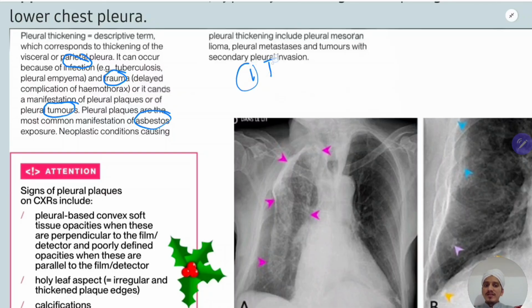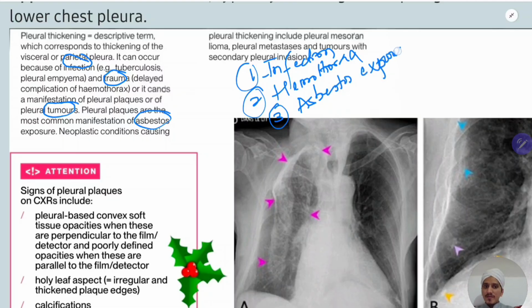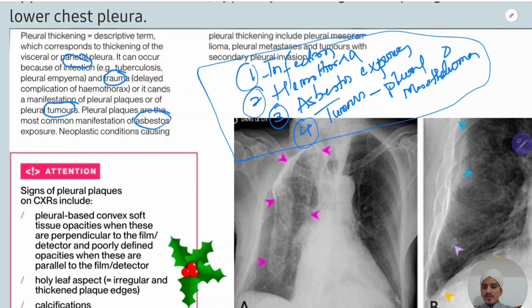What are the causes then? Number one is infection, most common, tuberculosis and bacterial empyema. Number two is hemothorax. Number three, you can take it as tumors or asbestos exposure. You take asbestos, pleural plaques. Number four will be tumors, pleural mesothelioma or metastasis or secondary pleural effusion. Most commonly pleural mesothelioma. Okay, so these are the causes of pleural thickening.